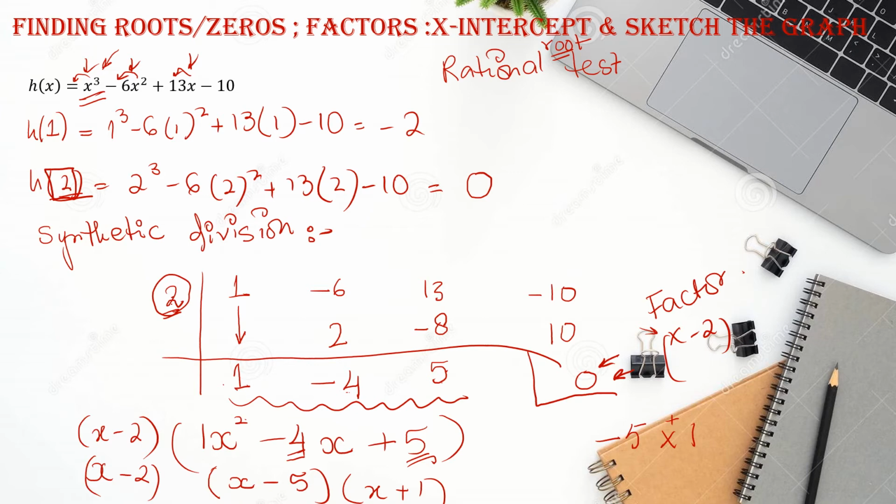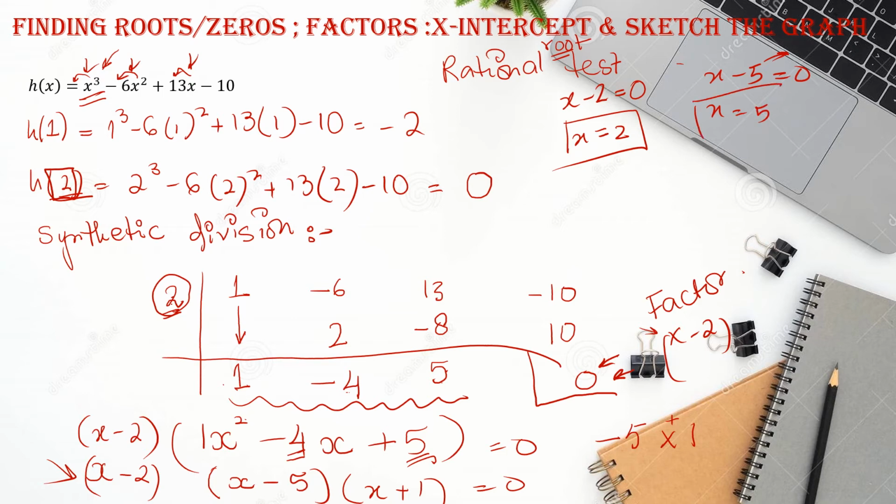Let's see here. So here x minus 2, the first root is this one, right? So you will write x minus 2 equals 0, that means x equals 2. Now the second factor is x minus 5, so you will write over here x minus 5 equals 0. Bring the negative 5 to the other side, you will get x equals 5. And what is the third factor? x plus 1 equals 0. Bring the 1 here, so you will get x equals negative 1.